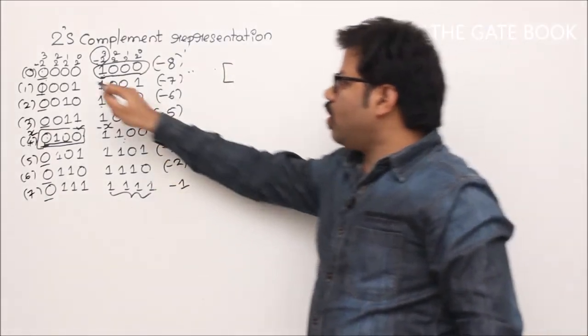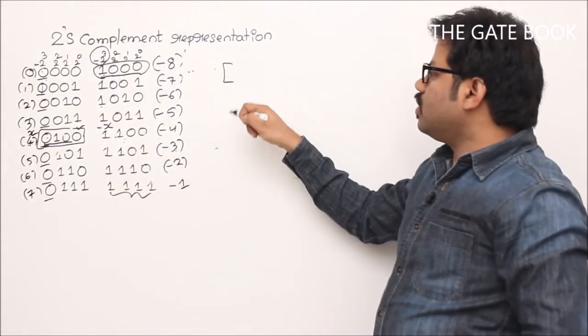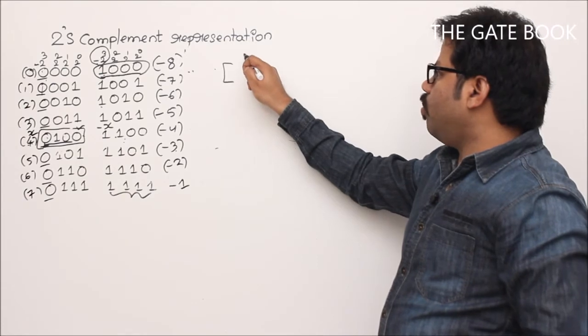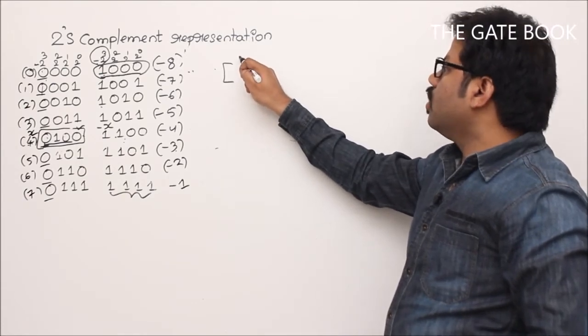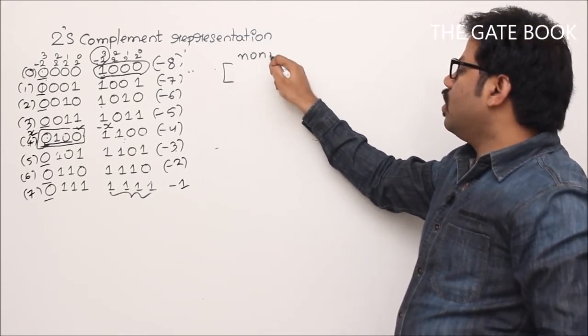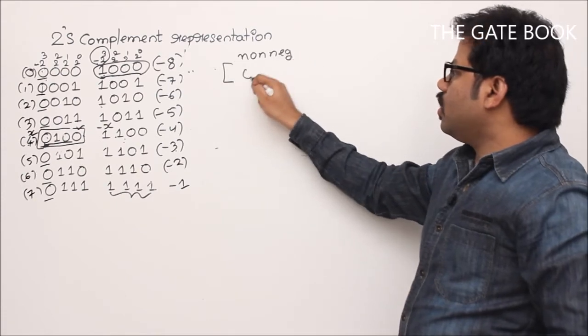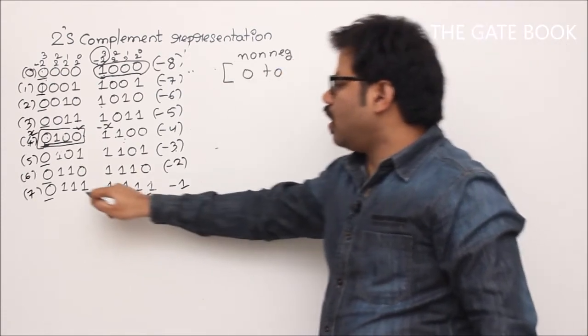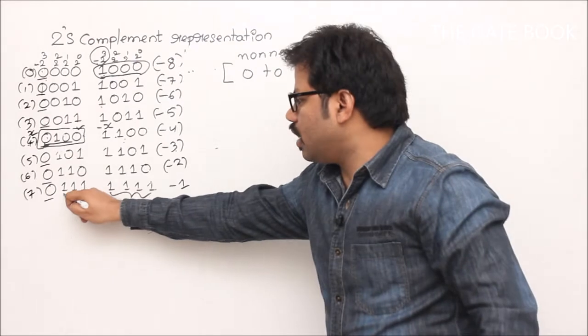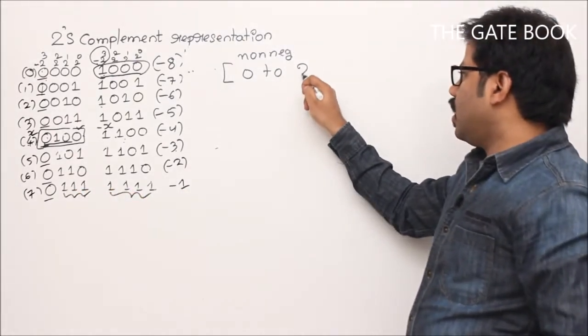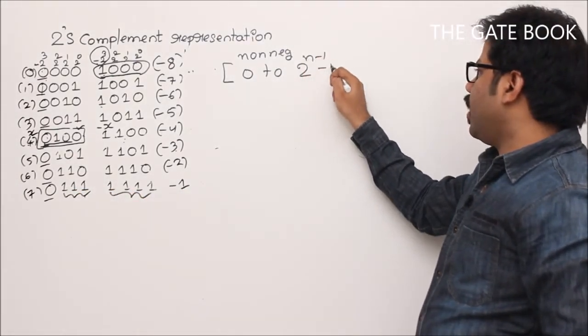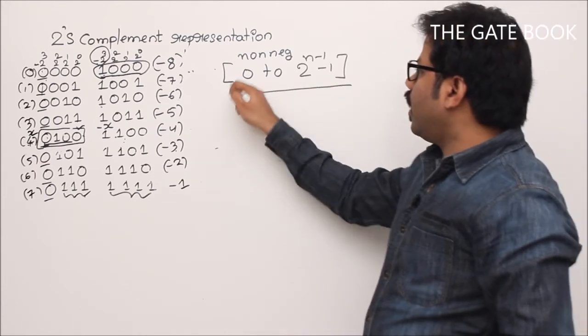Not positive, 0 and positive. So your range is, I'm just talking about now non-negative numbers. Let me write non-negative numbers. Non-negative numbers are 0 to, the highest number is with all last positions ones, right? 7, which is nothing but 2 to the power of n minus 1, minus 1. This is about non-negative numbers.